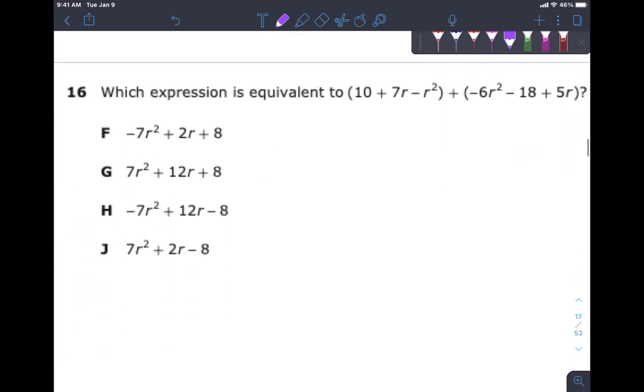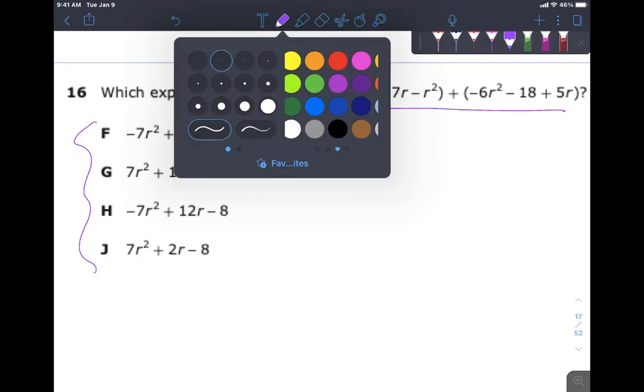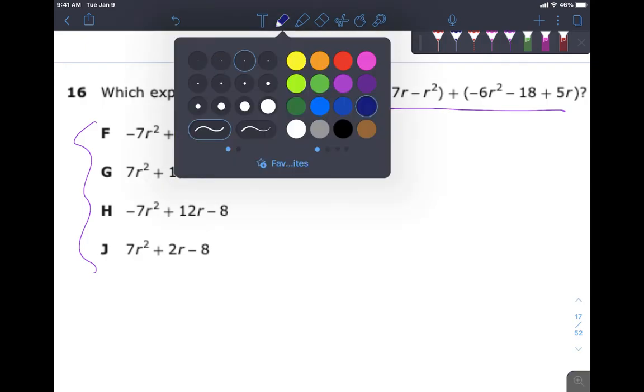All right, let's look at number 16. Which expression is equivalent to this? Now, the great thing about doing this, we can graph this part, and then we can graph whichever one answer we think is correct, and we can match them to make sure they're the same. So first thing I'm going to do is continue to work this out by hand. Let me change my color a little bit, get a larger pen.